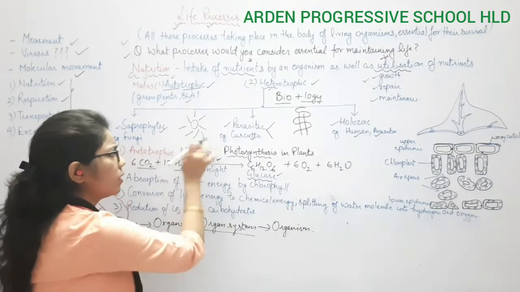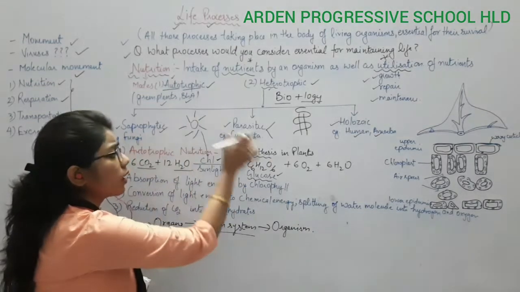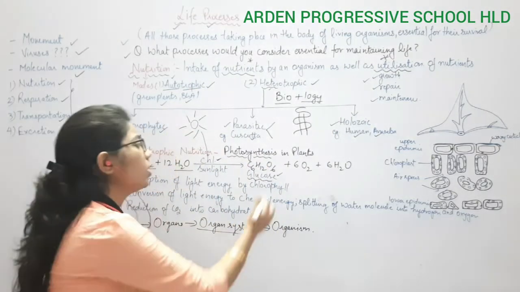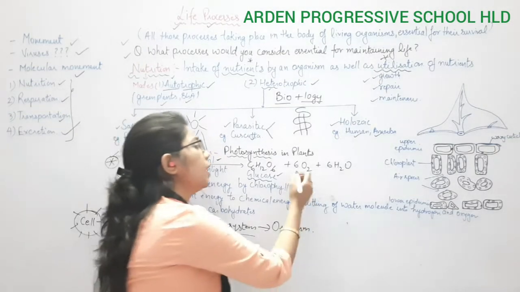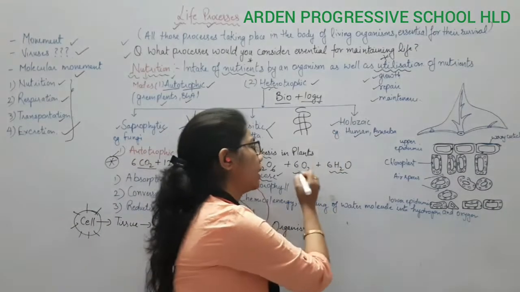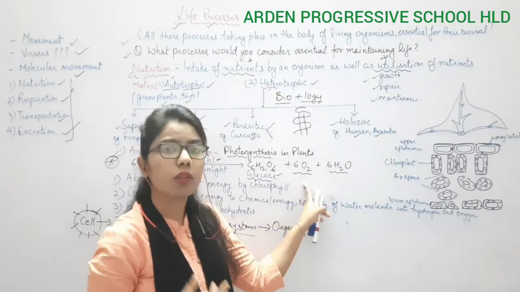In the presence of sunlight, the chlorophyll becomes activated and converts these into glucose, and glucose is C6H12O6. Along with this there is a release of oxygen as well as water molecules, and this oxygen is important for us because we are taking oxygen from the plants.